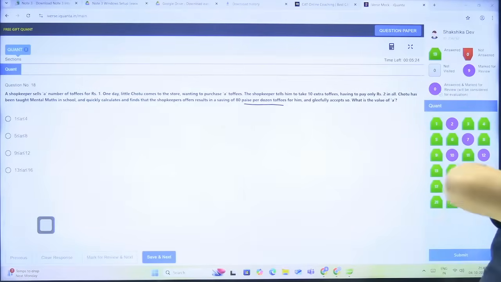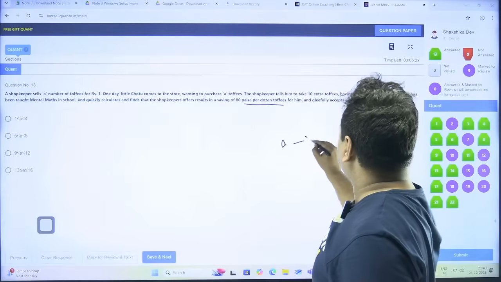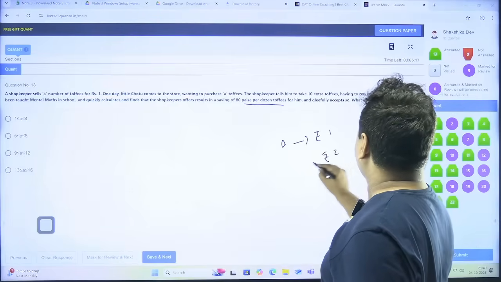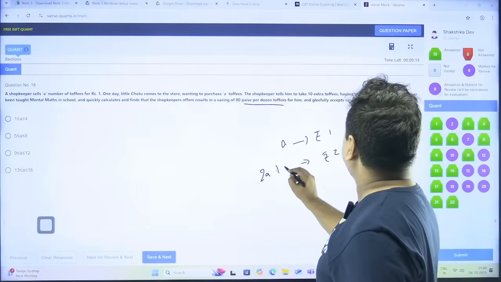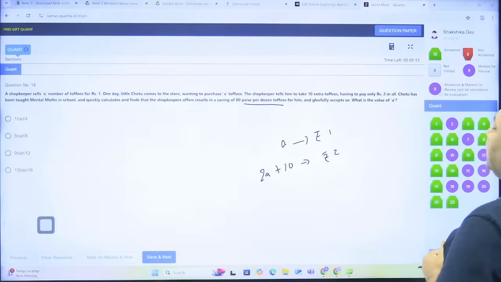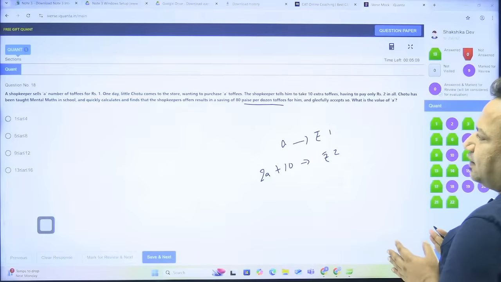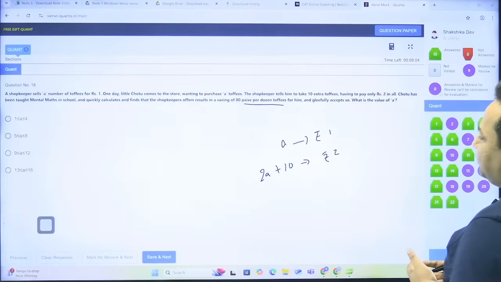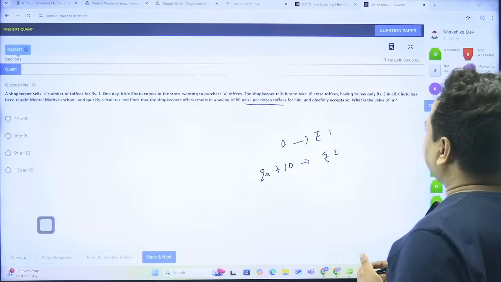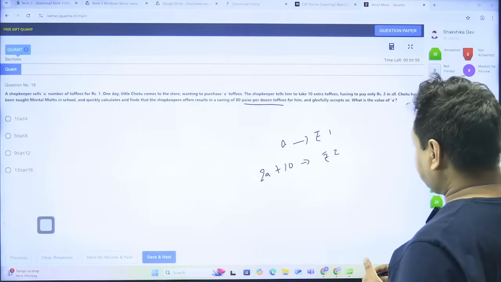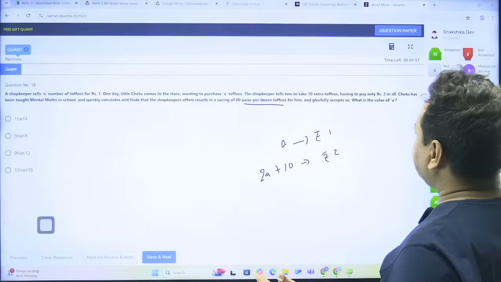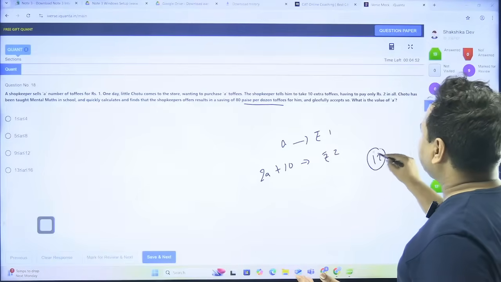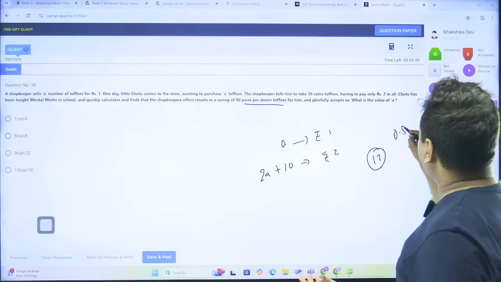Okay, nice. So 8 toffees for ₹1. वो बोलता है कि 10 एक्स्ट्रा ले लो, ₹2 दो मेरे को, तो बेसिकली ही इज गिविंग 2a + 10. ओके, 10 एक्स्ट्रा टॉफी है ना। Shopkeeper offers results in saving 80 paise per dozen for him and gleefully accepts. What is the value of a? ठीक है, 80 पैसे पर डजन मतलब 12, डजन इज 12. For every 12 toffees that he sells, he's saving 0.8.